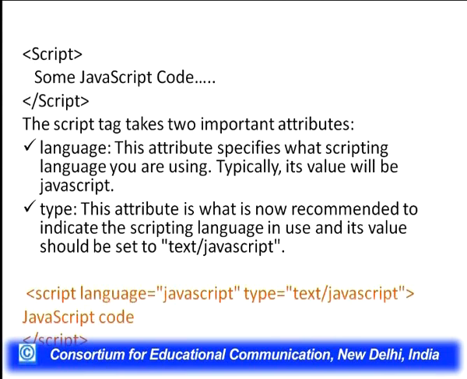Another important point to note is that the language attribute is not used much these days, and it has become more or less redundant. The important attribute which is specified with the script tag is the type attribute. This type attribute indicates the scripting language that we are going to use, and generally you will see that when you say type, you specify it as text/JavaScript. So this is the important tag that you will see while going through any scripting language or any kind of scripting tag. You will see script type equal to text/JavaScript.